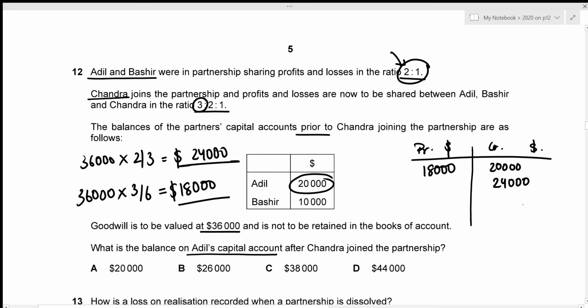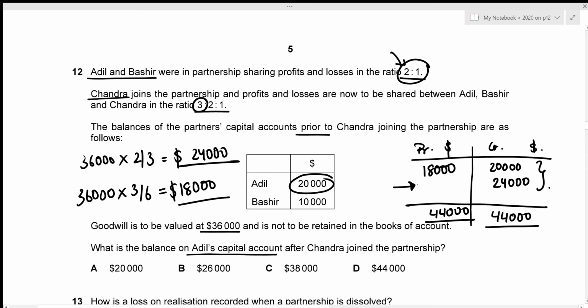Now the new balance is just going to be the balancing figure on the debit side. So first of all, let's figure out the total from credit side. That's the sum of these two values, 20,000 plus 24,000, which results in 44,000. This will be the total on the debit side as well. And now this balancing figure is going to represent Adil's capital account balance after Chandra joined the partnership.